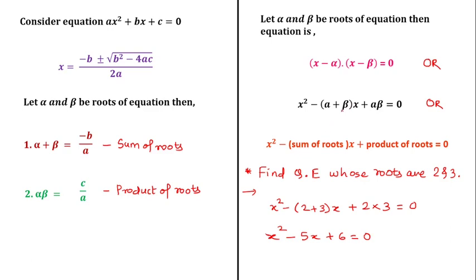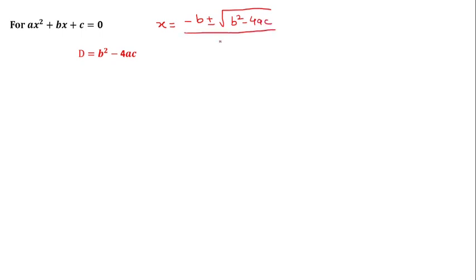Now I am moving to the next topic. Again consider the quadratic equation ax square plus bx plus c is 0. For this quadratic equation I am assuming b square minus 4ac as D. D is basically called the discriminant. Now from where have I taken this? If you remember, the roots can be obtained by the formula minus b plus or minus root of b square minus 4ac upon 2a. This is the formula. Now this b square minus 4ac is D.